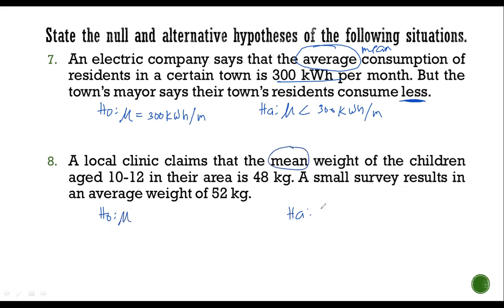Oh, mu. What is the mean weight? Is it 10 to 12? No, that's the age. Obviously, weight. Kaya dapat may unit. Okay, so it is 48 kilos. This is the claim, ha? Claim. Sentence 1. 48 kilos. Next, a small survey results in an average weight of 52. Will we use 52 as our parameter dito? Obviously, no. Because the claim is on the first statement.